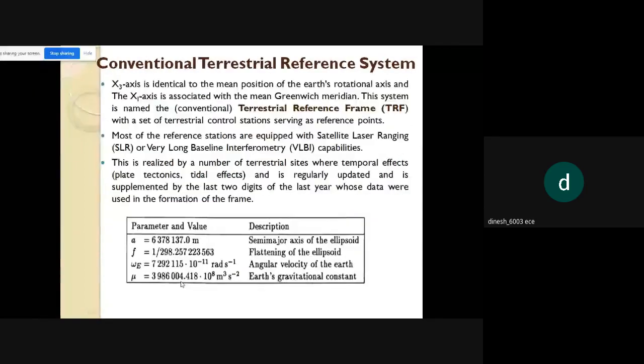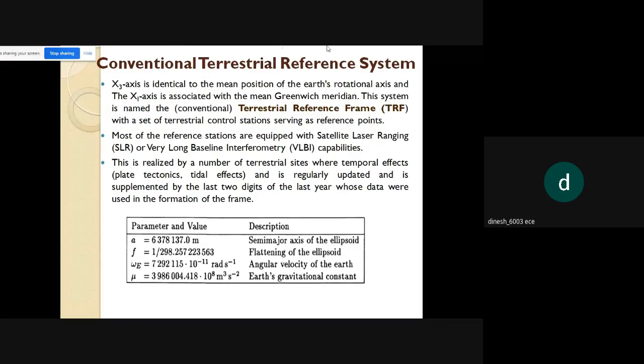Next comes the terrestrial reference system. This terrestrial reference system is always present on the Earth's surface, where the mean position of the Earth's rotational axis is present, and we have an X1 axis which is associated with the mean Greenwich meridian time, GMT for short. It is associated with the Greenwich meridian, the reference location of the Earth's sphere. So that time determination is always GMT plus or minus 0. We don't have any other reference for that.